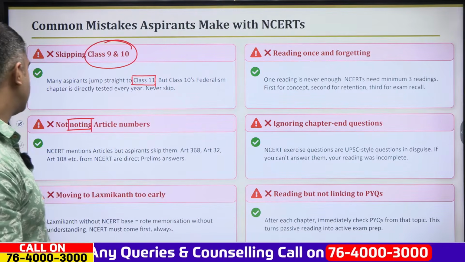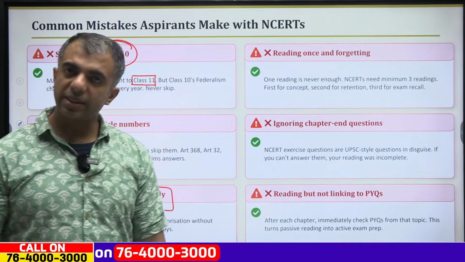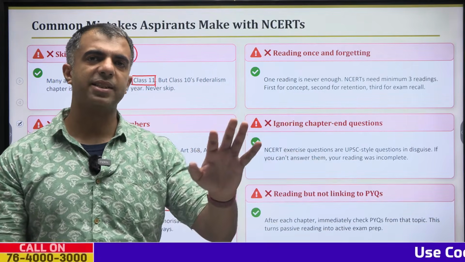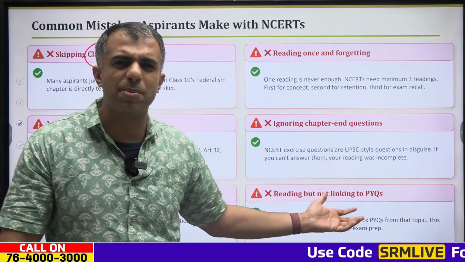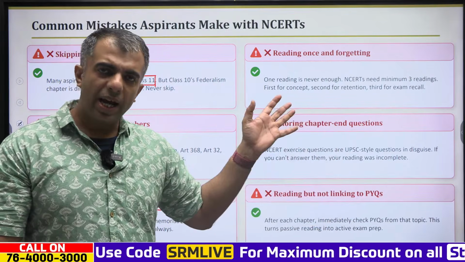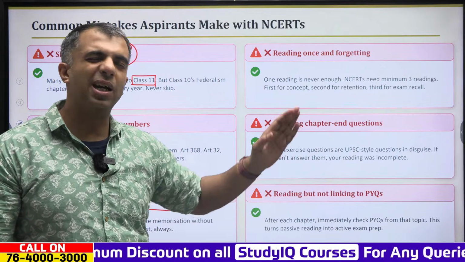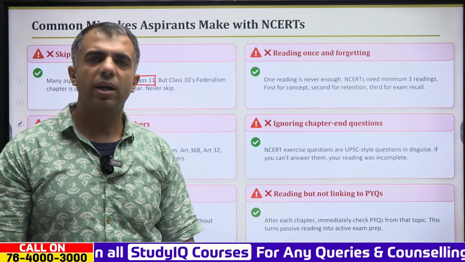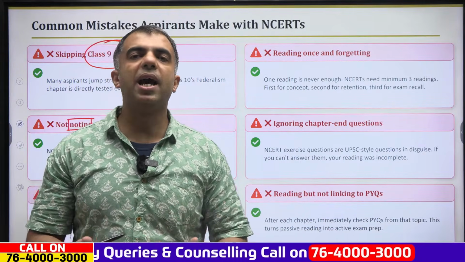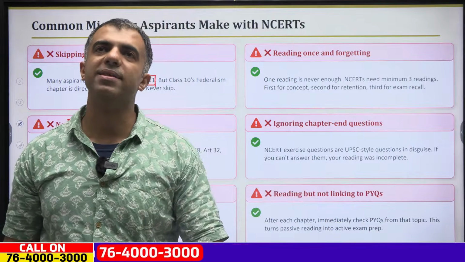Next thing is candidates moving to Lakshmikant too early. Now what happens is students start with NCERTs, but after reading NCERTs of class 6th, 7th, 8th, students feel that this is very simple. This is too simple to be invested upon. So even before the actual NCERT comes up, after just going through 6, 7, 8 NCERT, students jump onto a higher level resource like Lakshmikant. So it becomes an issue because again, there are some terms, there are some concepts wherein students have to directly make references to NCERTs. Clear?